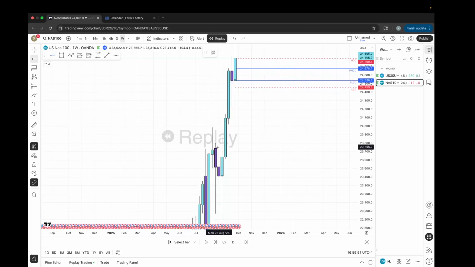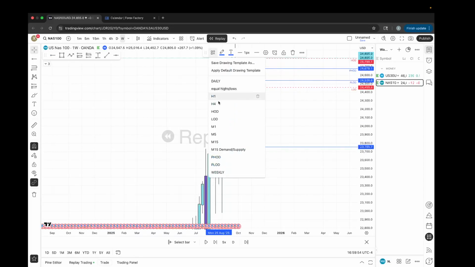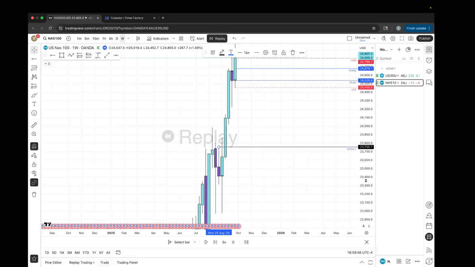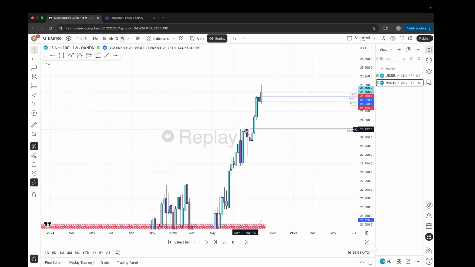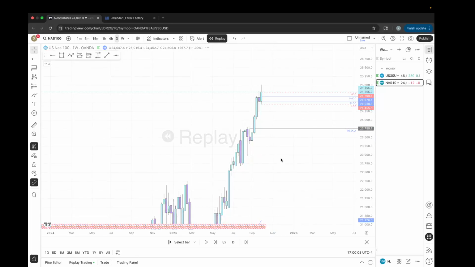We are working with demand, so we have this weekly demand right here, that price left behind. You can see this is somewhat of a market structure area where price created a higher high, higher low, and broke structure. So this is our weekly demand.